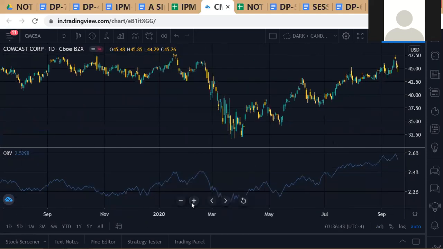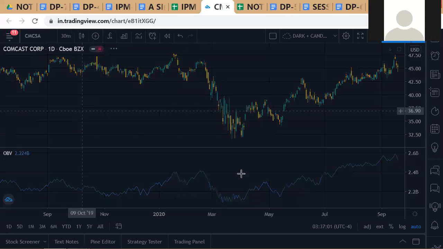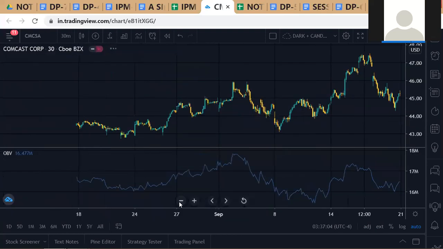When you use on balance volume, you have to check the parameter also. Normally the parameter is 14, 14 day. You see that there is no indicator and there is no divergence at the moment that is being shown. So let's go back to the 30-minute to show you what divergence is. At least I can show you the idea of divergence.